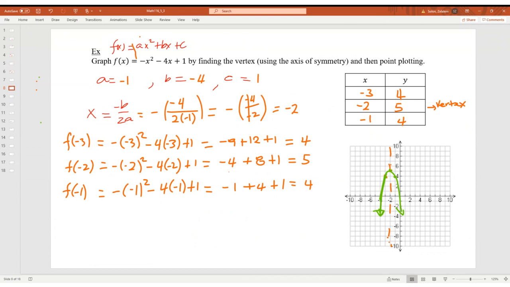So this graph opens down because a is negative. When a is negative, it opens down. When a is positive, it opens up. Any question on this example? Any question?